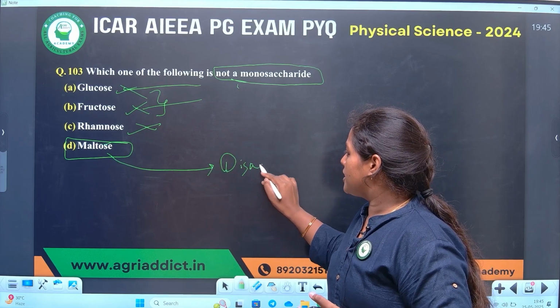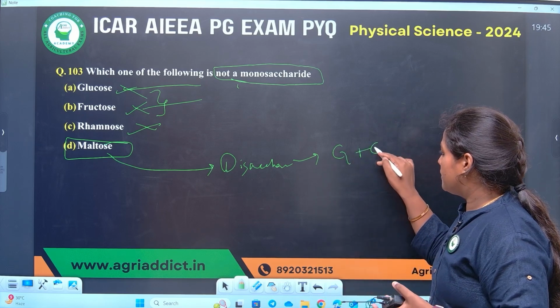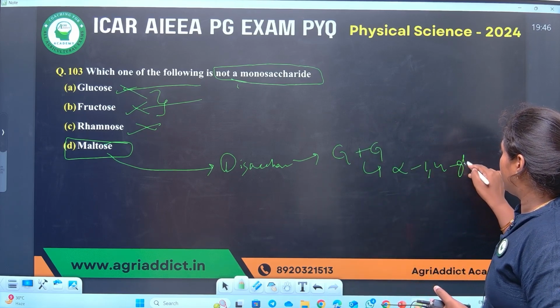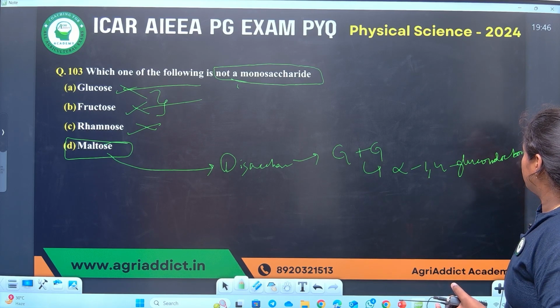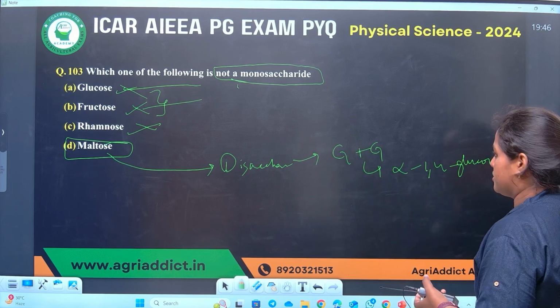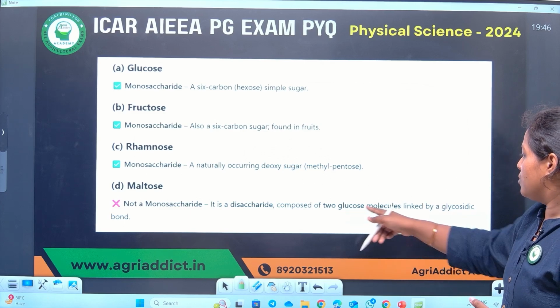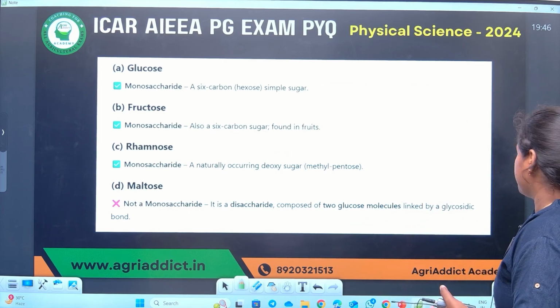Maltose is a disaccharide which has 2 glucose units linked with an alpha 1,4 glycosidic bond. Answer is option D, maltose. Maltose is a disaccharide composed of 2 glucose molecules linked by an alpha 1,4 glycosidic bond.